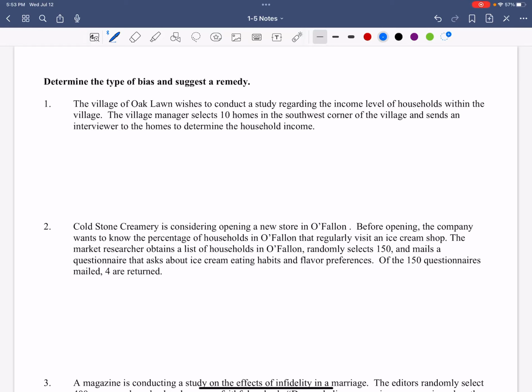Okay, now that we know all the different types, let's look at some examples and then come up with a remedy. So we want to determine the type of bias and suggest a remedy to fix it. Because these all have bias, it's just a matter of how can we fix that or make it better here.